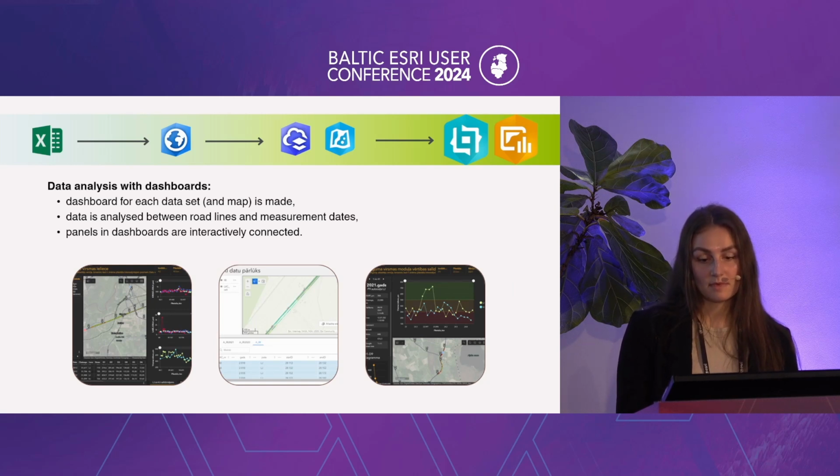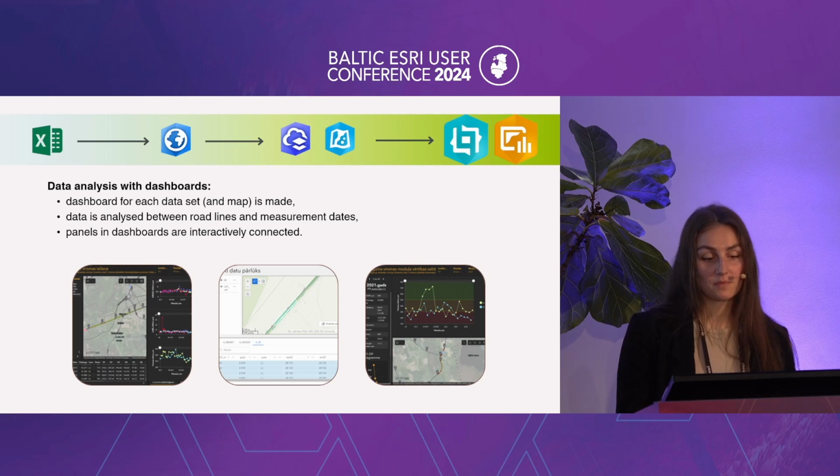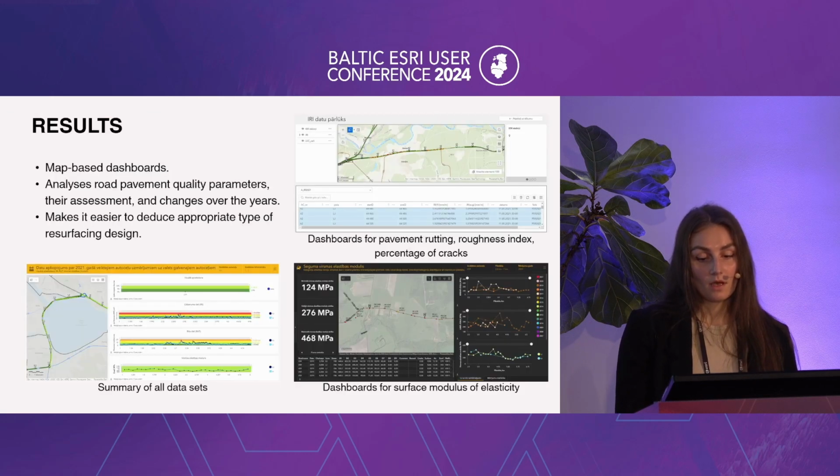So then these maps are embedded in map-based data analyzing dashboards, which include attribute tables, feature selectors, map markup, everything you want to search for. Every dashboard has at least 4 panels that are interactively connected. Their data changes depending on the selection. And the result is map-based dashboards that analyze road surface quality parameters, their assessment, and changes over the years. And from the summary dashboard, it is possible to deduce whether a section of road can be resurfaced, and consequently to select the appropriate type of resurfacing design.